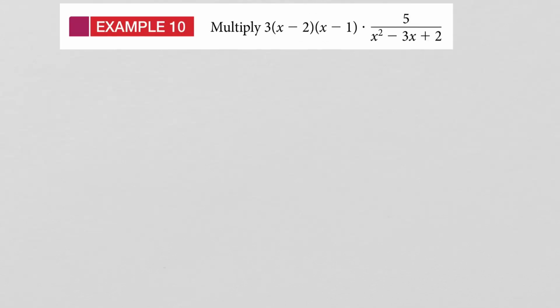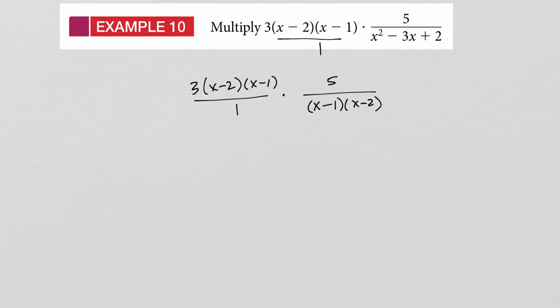Back to multiplication here, we have 3 times x minus 2 times x minus 1 multiplied by 5 over x squared minus 3x plus 2. Again, the thing to do here is to just simply make a fraction out of the first expression there. And then after doing that, you can factor the denominator here. And then we're just back to good old cross-canceling. And you can see all we have left over in the end is 3 times 5, which is 15.